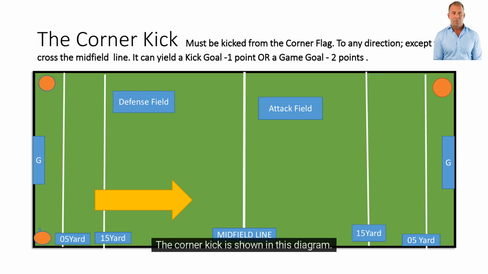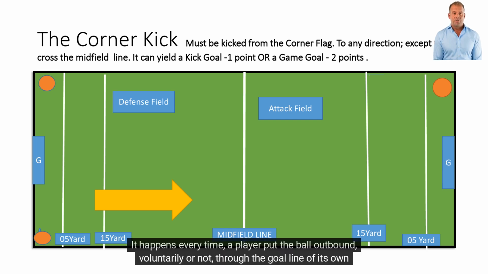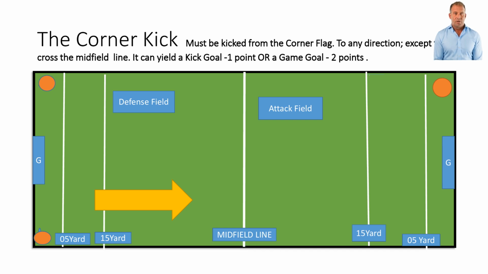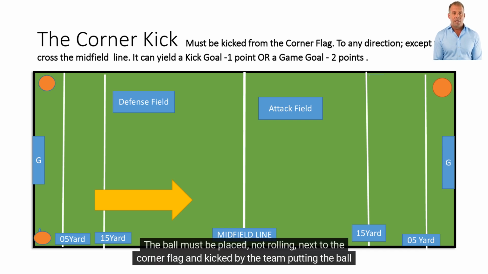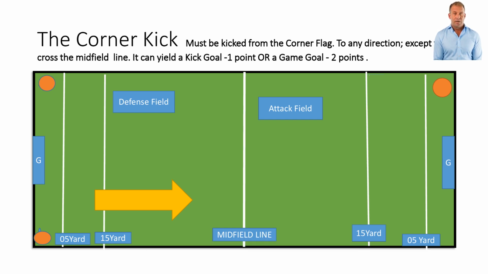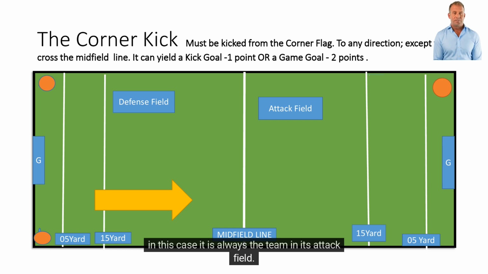The corner kick is shown in this diagram. It happens every time a player puts the ball outbound, voluntarily or not, through the goal line of its own defense field. The ball must be placed, not rolling, next to the corner flag and kicked by the team putting the ball in game. In this case, it is always the team in its attack field.